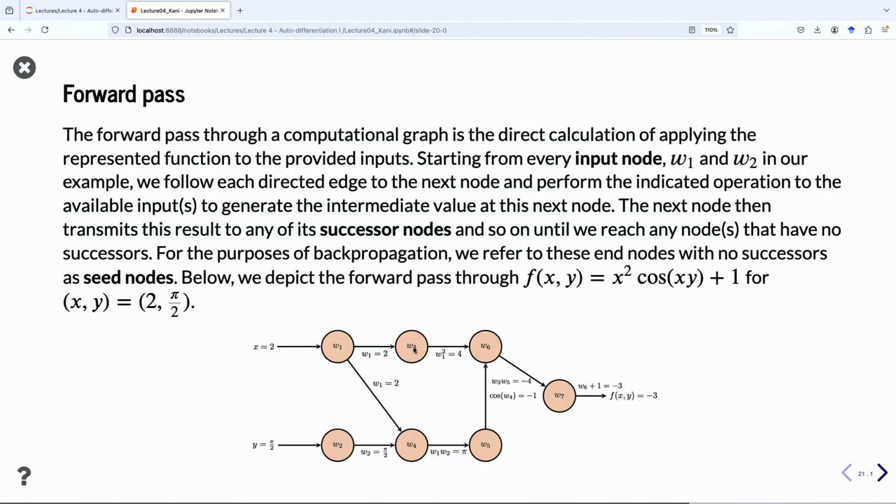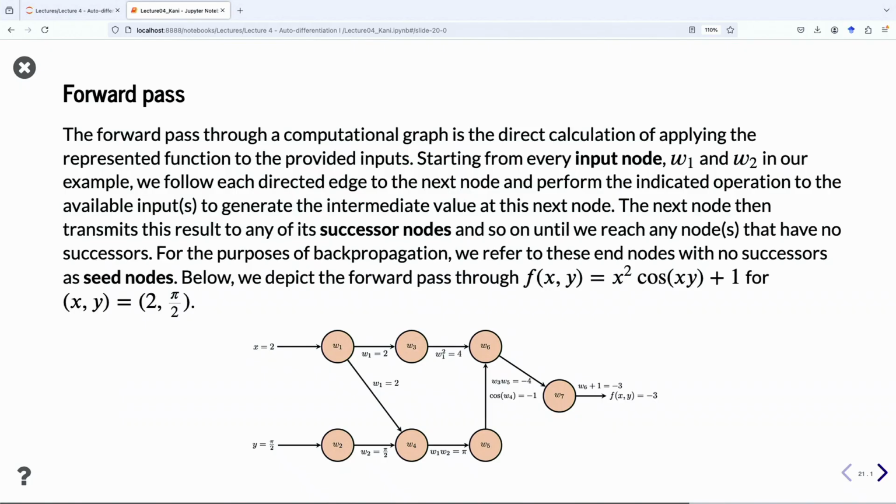Same thing as the output of W3 is W1 squared. W1, it was 2, so the output of W3 becomes 4. The output of W6 is simply the multiplication of 4 times -1, which becomes -4. And the output of W7 is simply equal to the output of W6 plus 1, which is -4 plus 1 becomes -3. F of x is equal to -3. Okay? So all you need to do is basically carry out the numbers from one operation to another.